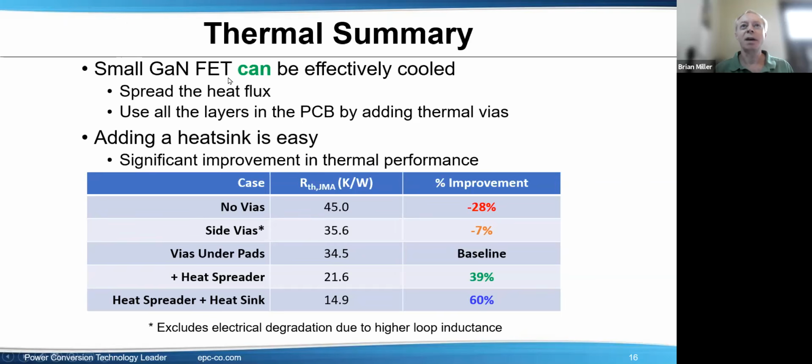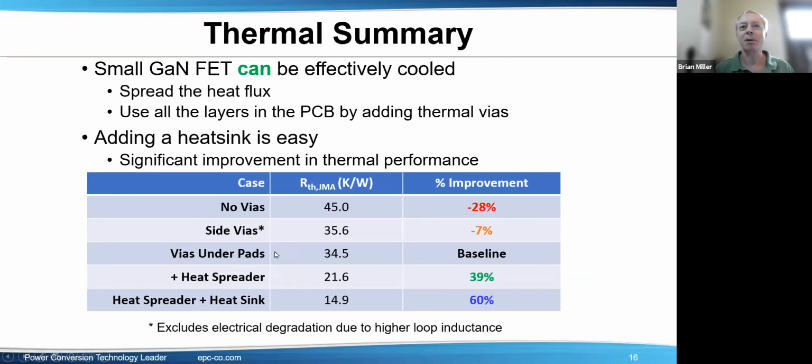So again, small GaN FETs can be effectively cooled. You can spread the heat flux and use all the layers in the PCB by adding thermal vias, either next to the FETs or underneath the FETs. Also, adding a heatsink is easy, and that has a significant improvement in thermal performance.